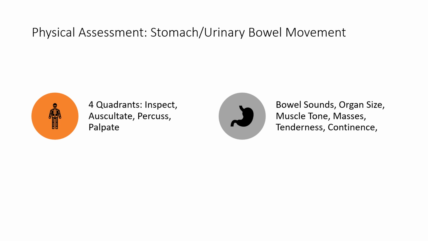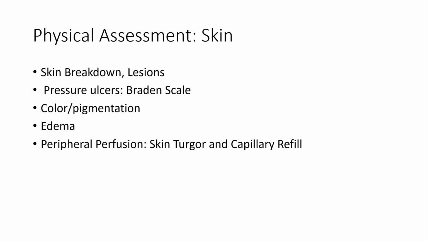Okay, the difference between the stomach and the chest. You're going to inspect, auscultate, percuss, and palpate. You're going to check your bowel sounds, your organ size, muscle tone, masses, tenderness, and continence. These are all very important. Some of the things you might see for patients that have masses, those might be hernias.